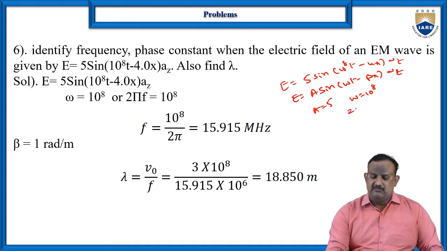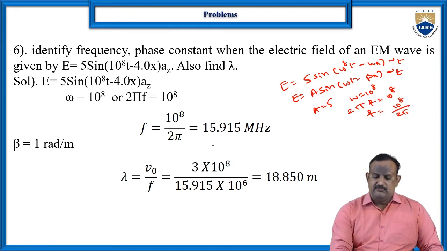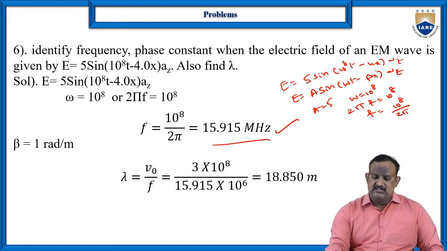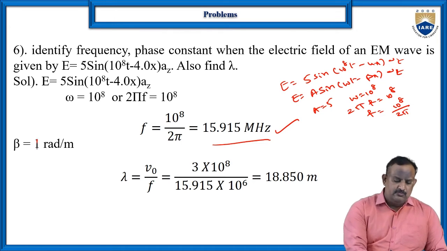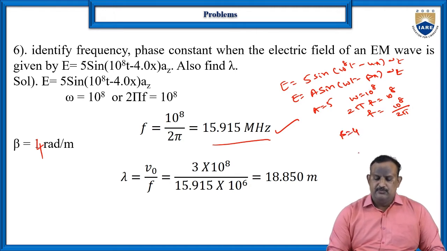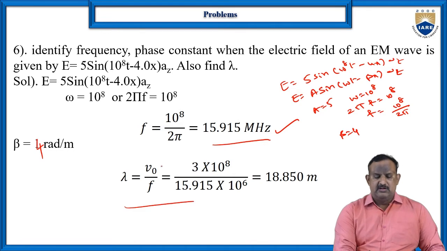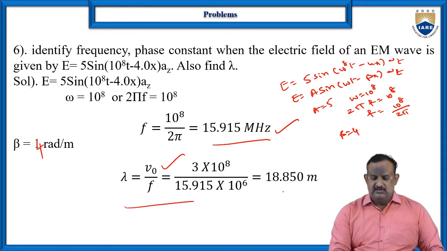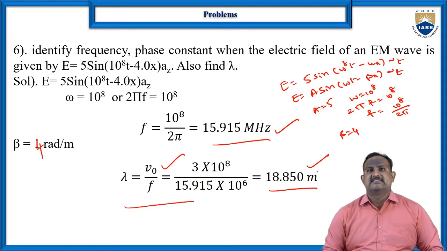Therefore, from this you can find the frequency: 2 pi f equal to 10^8, so f equal to 10^8 by 2 pi, which is 15.915 megahertz. Then if you compare, beta is equal to 4 radians per meter. Then the wavelength lambda equals V naught by f, where V naught is 3 into 10^8 and the frequency f is 15.915 megahertz. Therefore, it is 18.850 meters.